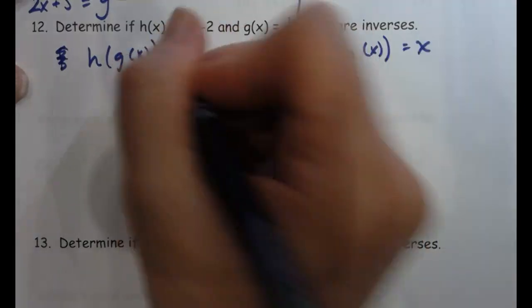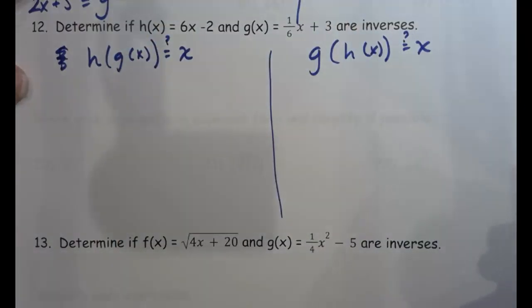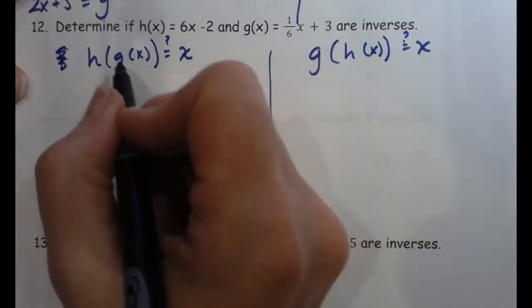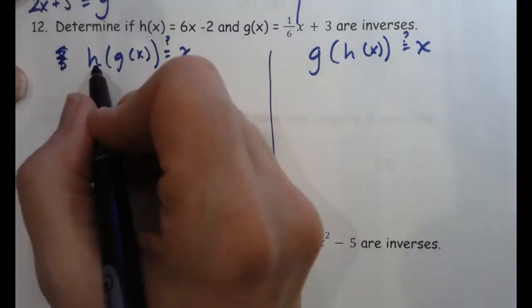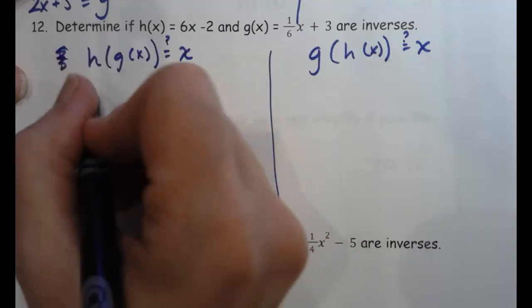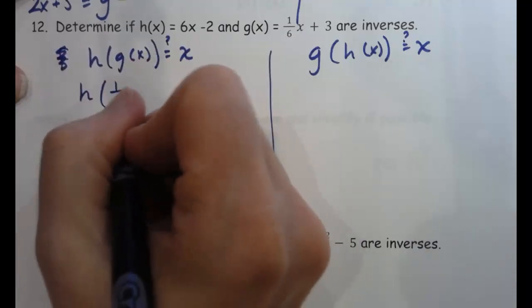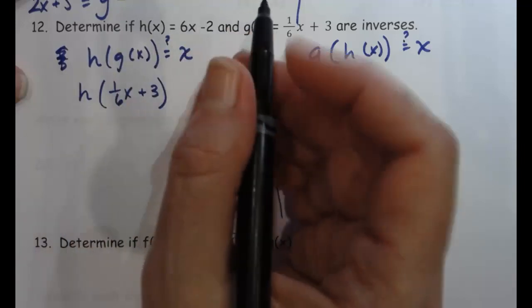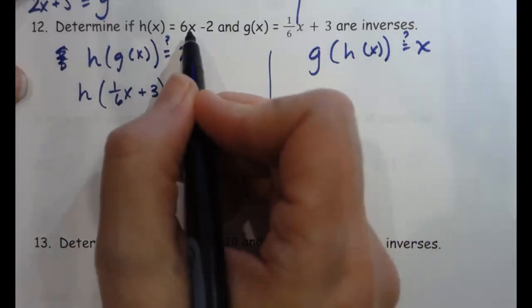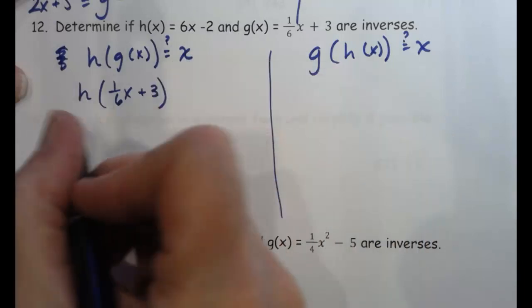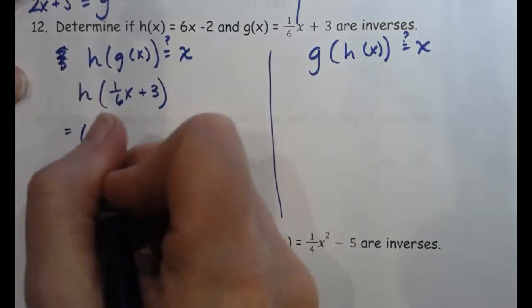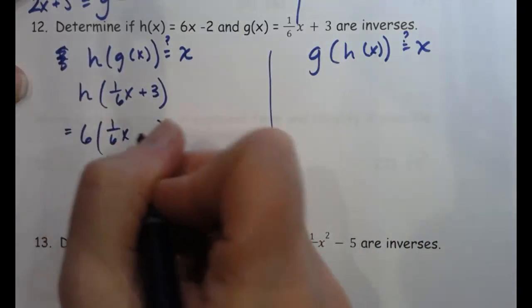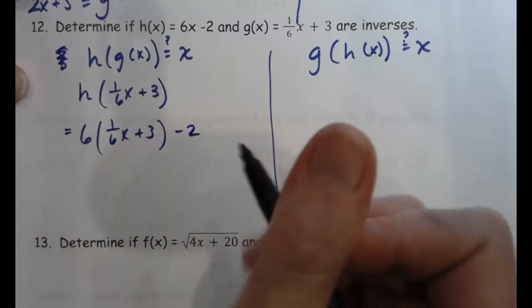So ask it with a question mark. Is this a true statement? So let's do it. We're going to put the g function into the h function. There's the g function. H of 1/6x plus 3 going into the h function. What does the h function tell us to do? Multiply by 6 and take away 2. Let's do it. 6 times 1/6x plus 3 minus 2.